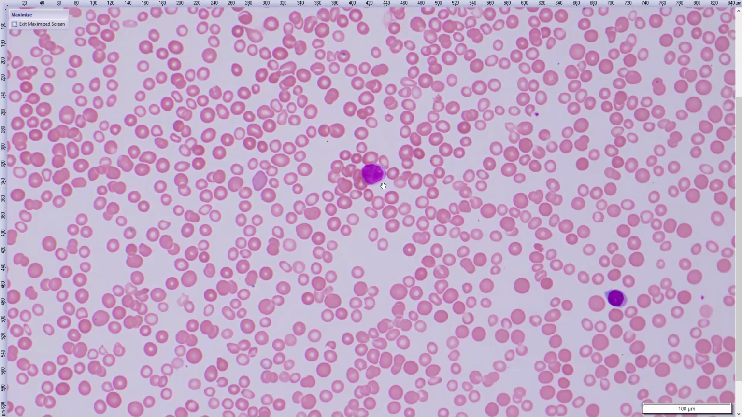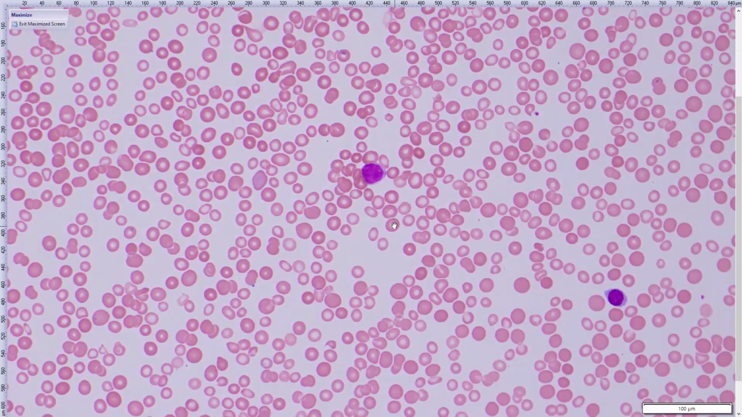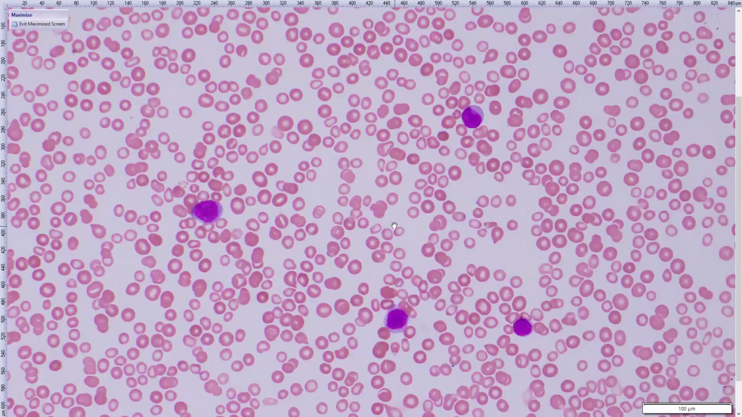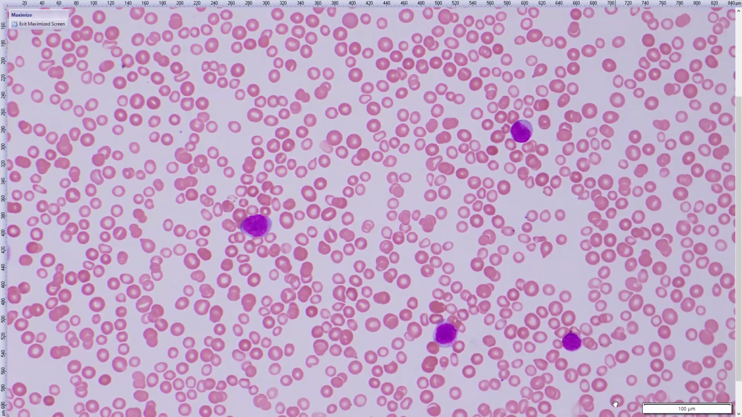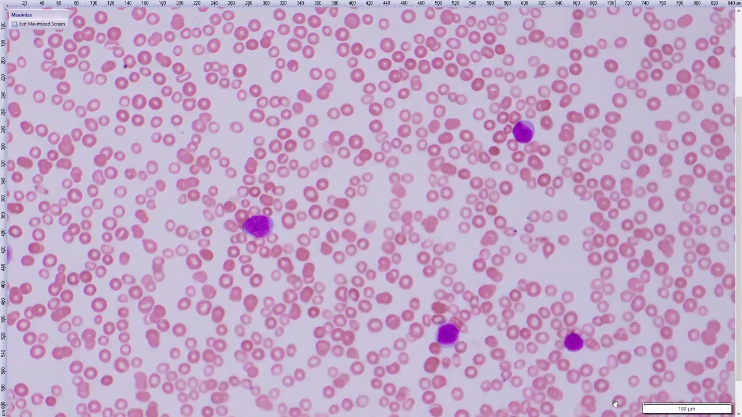The blast is much bigger. The chromatin here is open, while the chromatin here is clumped. And this blast here has prominent nucleoli, like this nucleolus here, this nucleolus here, and this nucleolus here as well. Here in this field, I do see 1, 2, 3, 4 blasts. So as you can see in this peripheral blood smear, we do see a lot of blasts. And then upon counting 100 white blood cells, we ended up counting 66% blasts in the peripheral blood of this patient.